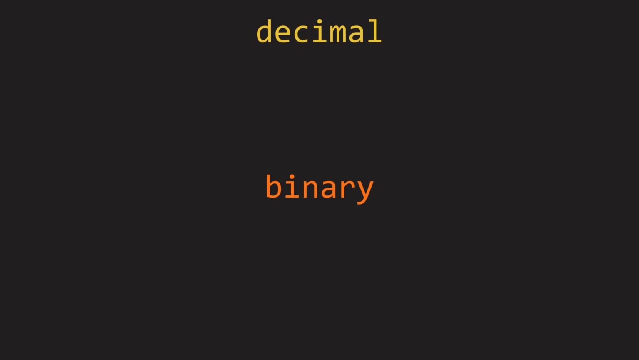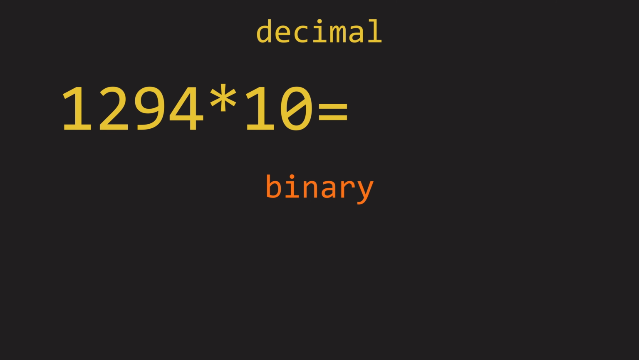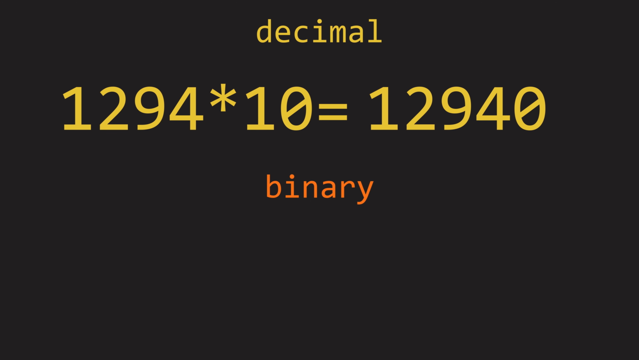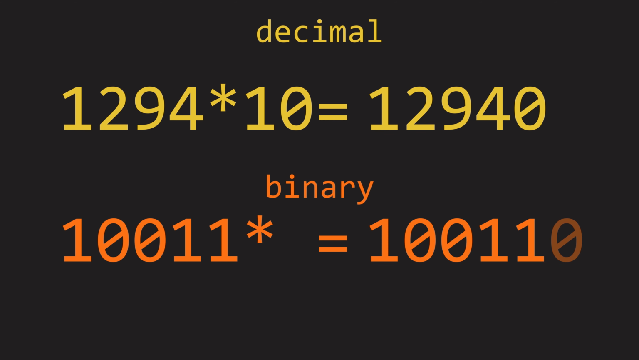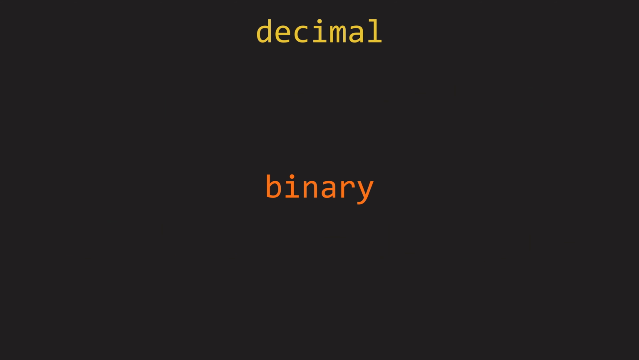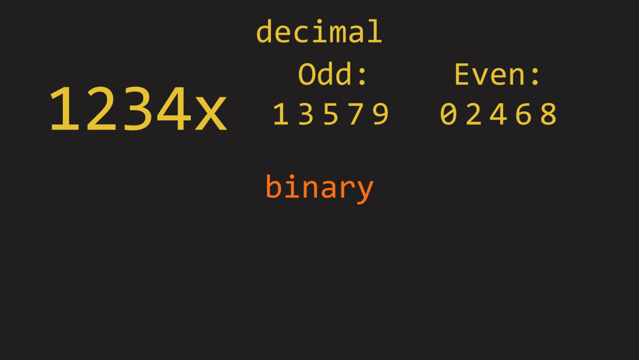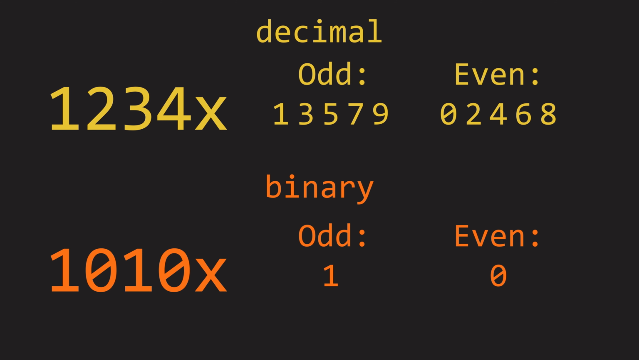Various rules that exist in decimal translate into binary, like when you multiply a number by 10, you just add a 0 to the end. Similarly, in binary, adding a 0 to the end multiplies the number by 2. Or how we can tell whether a number is odd or even by looking at the last digit. If the least significant bit is a 0, it's even, and if it's a 1, it's odd.